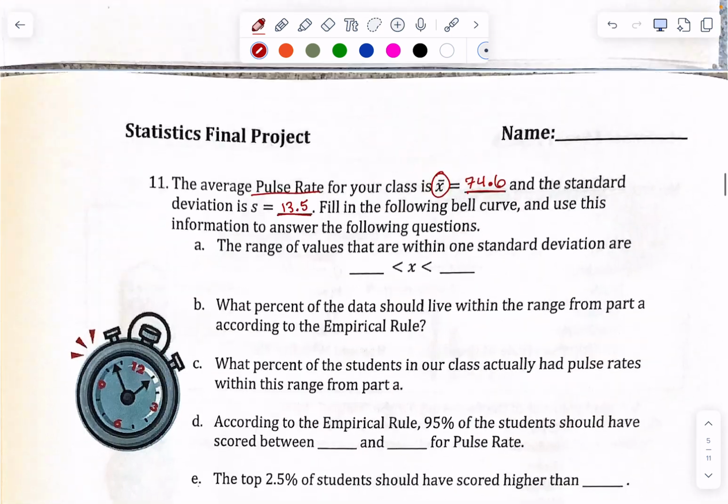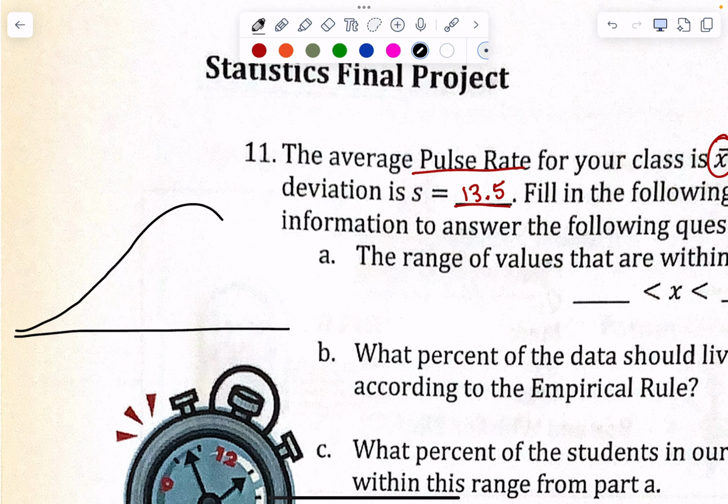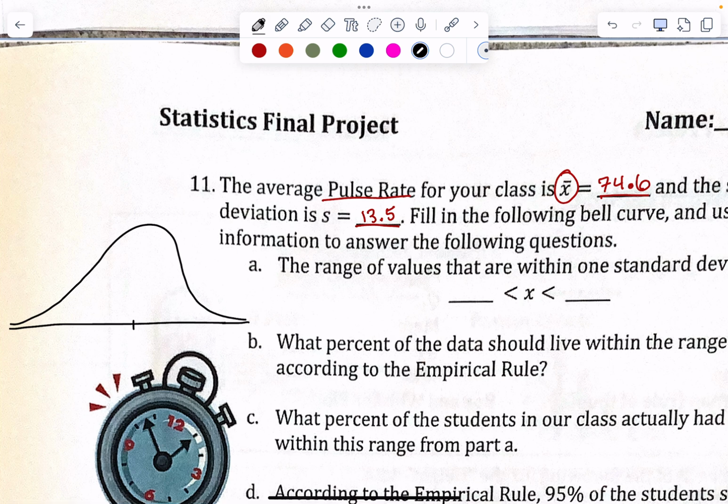Fill in the following bell curve. Oh, where is my bell curve? We don't have one, but we're going to put them over here. So, fill in the bell curve over here. Add a bell curve. Your middle should be 74.6. And then you add and add and add. Let's do 3 of them. And subtract and subtract and subtract. Let's do 3 of them.